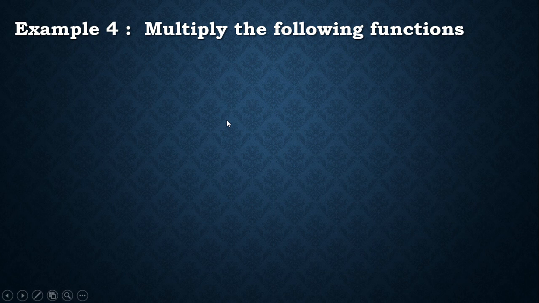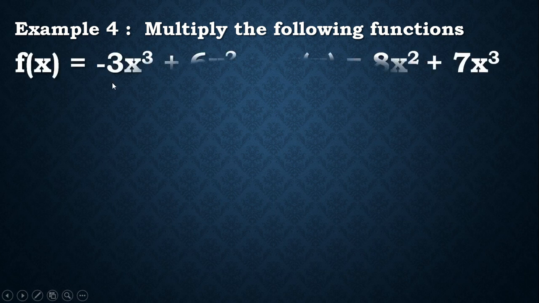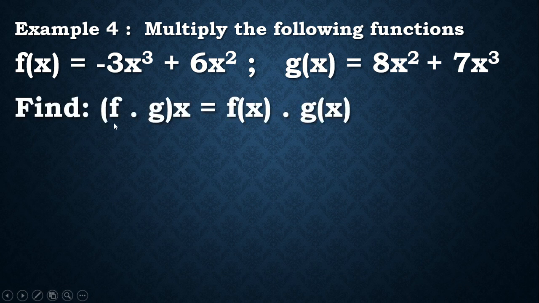Let's proceed to example number 4. Multiply the following functions. F of x is equal to negative 3x cubed plus 6x squared, and the g of x is equal to 8x squared plus 7x cubed. We have to find for the quantity of f times g of x, that is equal to f of x times the g of x.